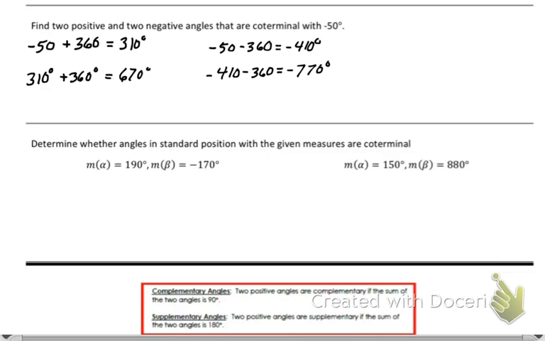Any questions on those? So for coterminal, always think 360. And it can't be close. It can't be 361.